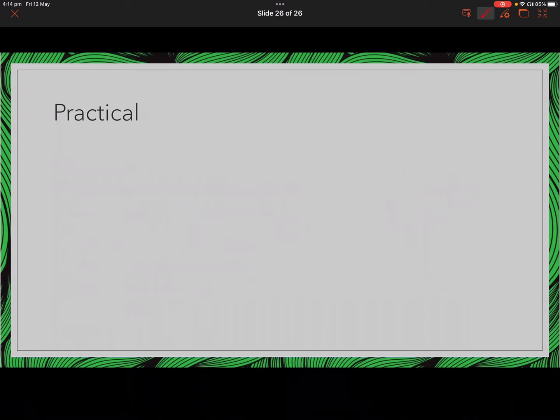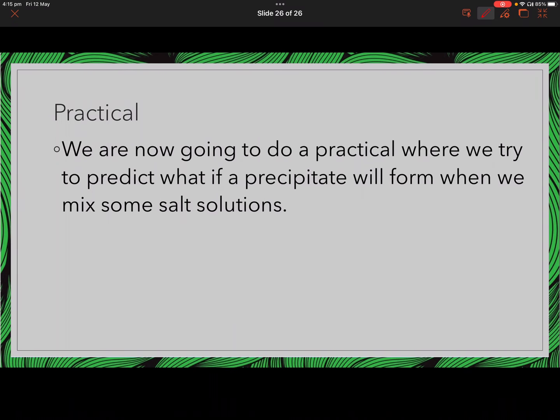Now we will be doing a practical. That'll be sometime next week. Well, it'll be during one of our combined lessons. What we're going to be doing, we're going to try and predict, using our solubility rules, what happens when we mix two solutions. For instance, we could mix lithium chloride and silver nitrate, and we could see what we get from that. We try and predict that we're going to get a precipitate, and then we can actually go and test it.